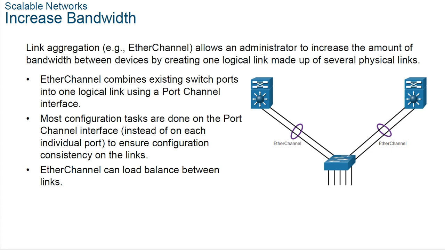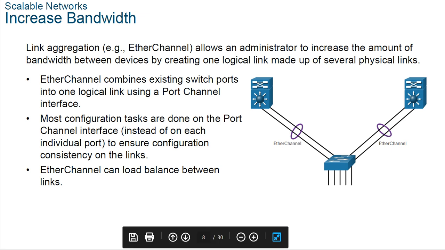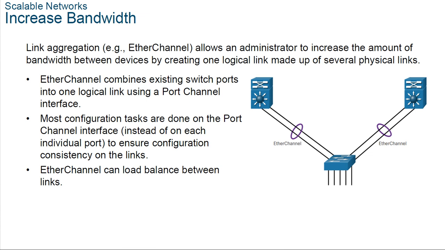And then another approach, actually this is also an important approach when you want to have a scalable network. You need to increase the bandwidth. So you can use link aggregation, EtherChannel. We learned about two types, right? Port aggregation and also link aggregation last time. It allows an administrator to increase the amount of bandwidth between devices by creating one logical link made up of several physical links. We did it before, EtherChannel, correct?